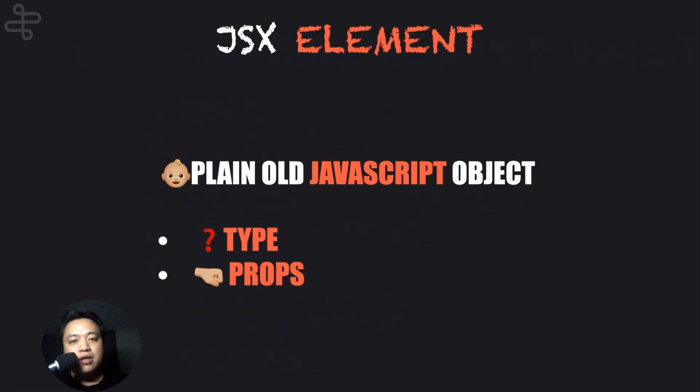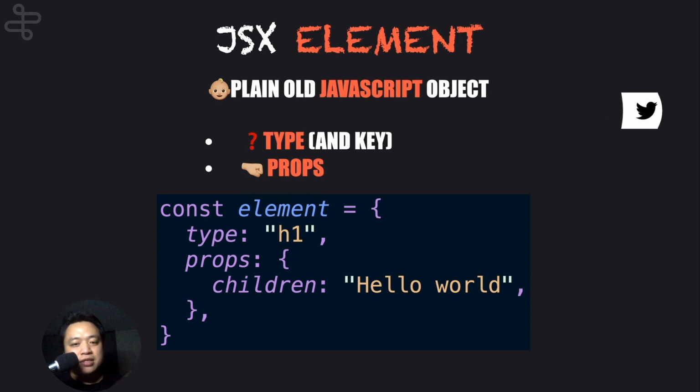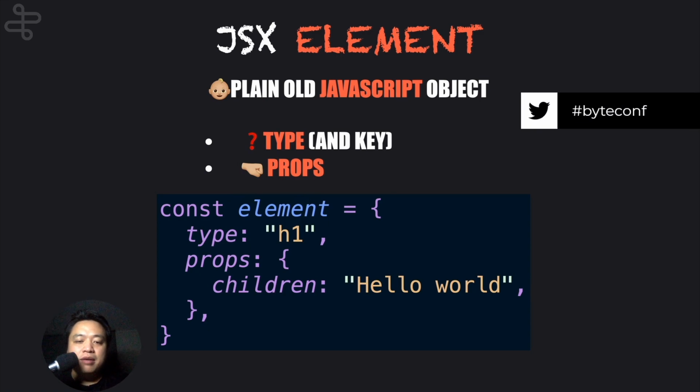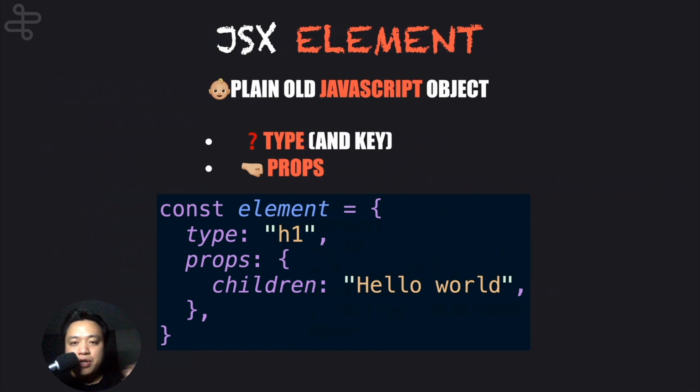Okay, so we're going to start by explaining what a JSX element is. It's really just a plain old JavaScript object. It has a type and it has props. So if you try to put it in code, it kind of looks something like this. I simplified it a little bit, but that's an H1 with a hello world as child. And that's really all the data that you need to represent HTML in JavaScript, which is essentially what JSX really is.